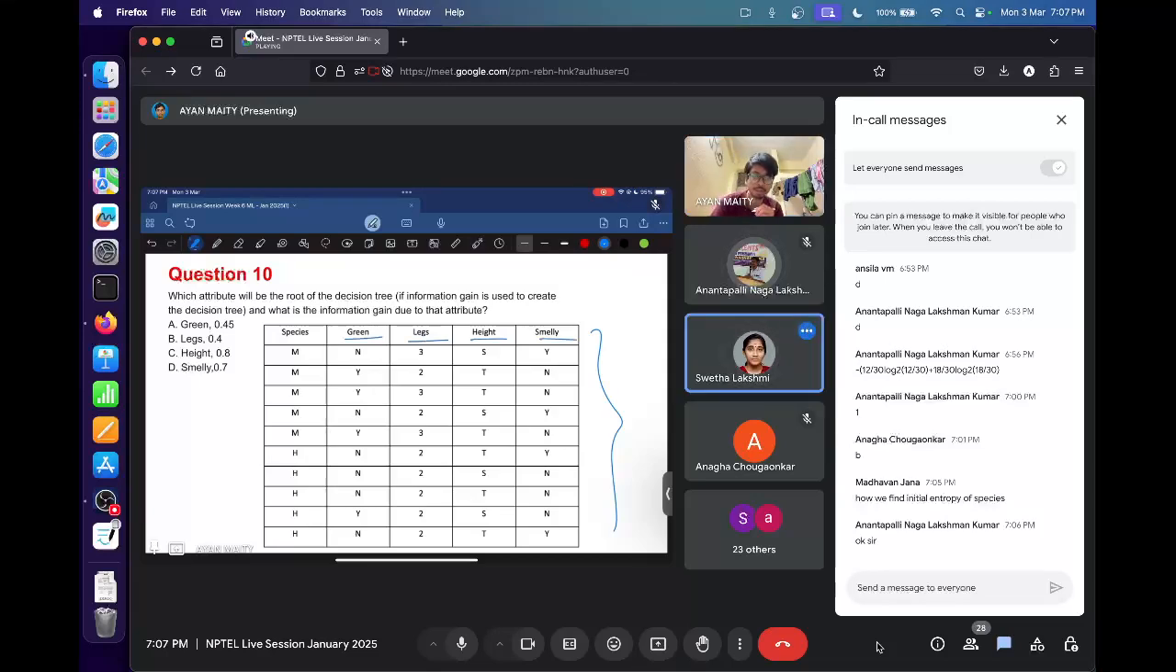So for green, legs, height, smelly, for every input attribute you have to find out the information gain, and the attribute with the highest information gain would be considered the root of the decision tree. So this is question 10 for the same data set. Which attribute will be the root of the decision tree? And you have to use the information gain measure to compute it. Again, species is the target variable y, and the other attributes green, legs, height, smelly are input attributes.